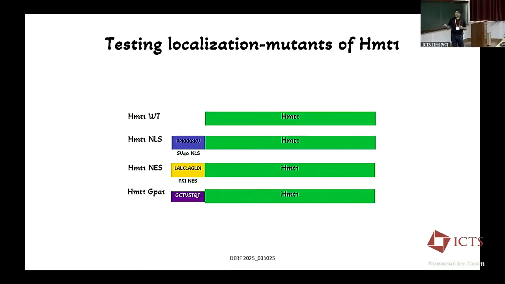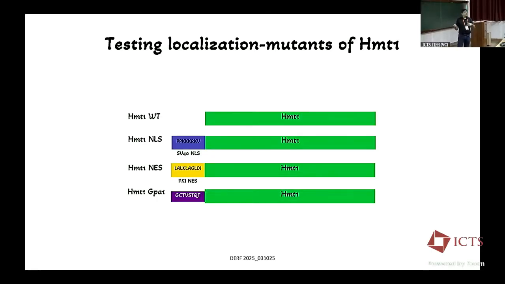So she made three different kinds of constructs. Even though this protein localizes to the nucleus, it doesn't have any apparent nuclear localization sequence, so we still don't quite understand how this protein goes to the nucleus. We do know that a certain portion still stays in the cytoplasm. So Sakshi's idea was that if I append a proper NLS, then it will be forced to go completely to the nucleus. And in that case, what happens? Does it still respond to stress the way the wild type does?